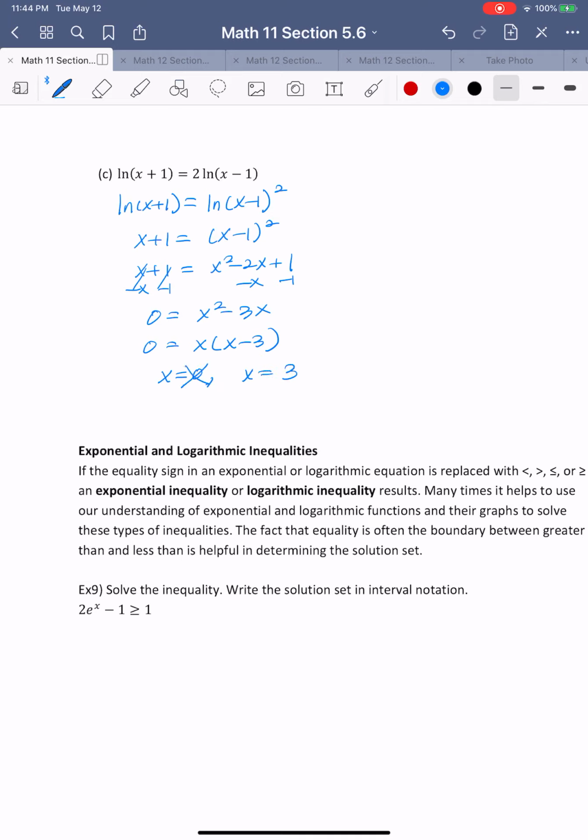But x equals 0 doesn't work, because when you put 0 in here, it becomes ln of 0 minus 1, which is ln of negative 1, and that is undefined. So we can't use that, but we are okay with the 3.